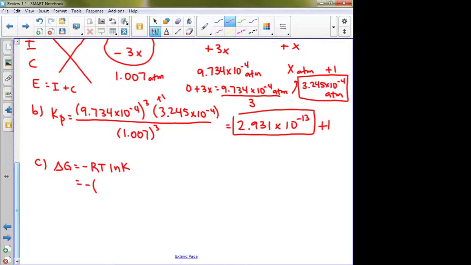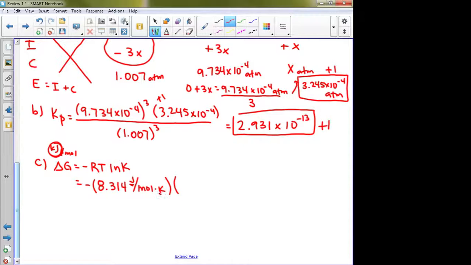So delta G is equal to a negative. R is a constant. Now remember, delta G, I'm wanting in units of kilojoules per mole. So that means I need some sort of energy there. So what R value am I going to use from my equation sheet? The 8.314. Remember, we're using the 8.314 because the units there are joules over moles times Kelvin. So that's where I'm going to get my energy from. Does that make sense?